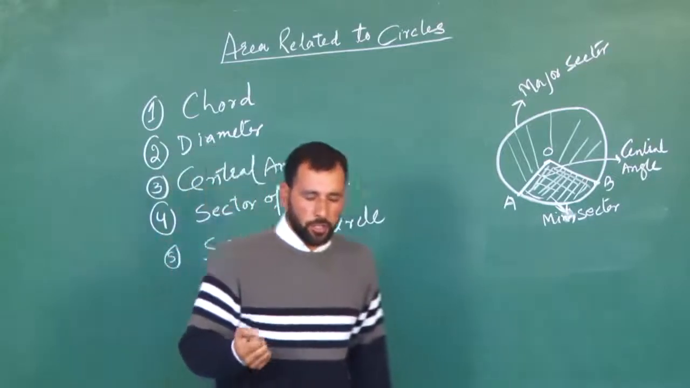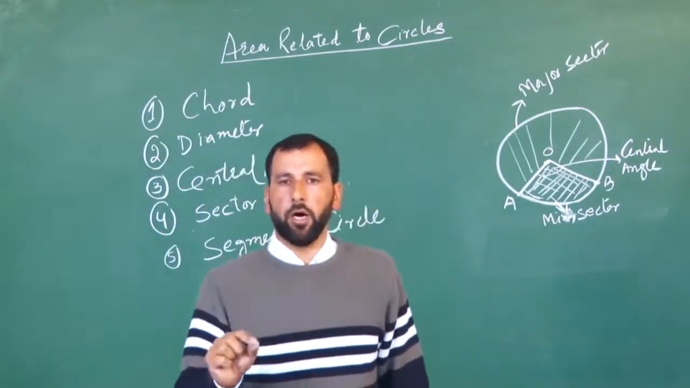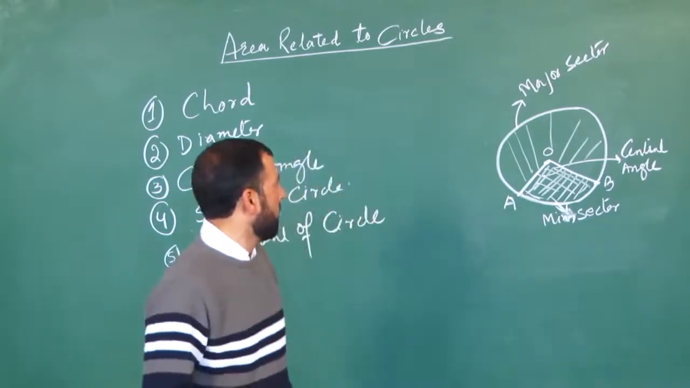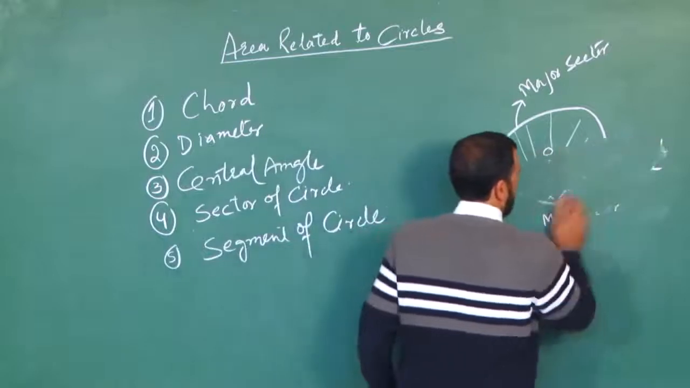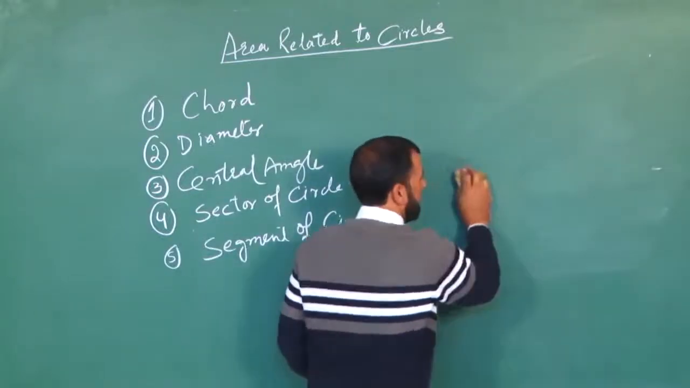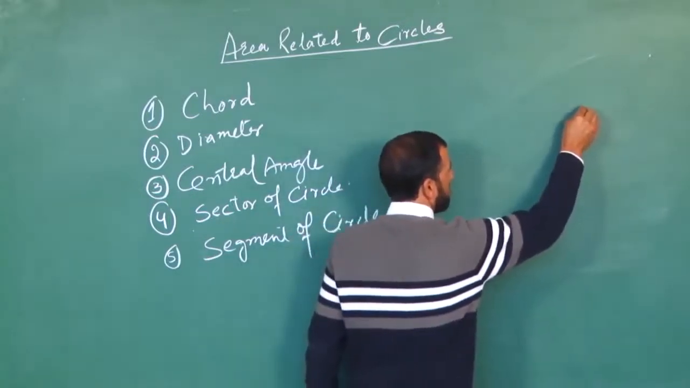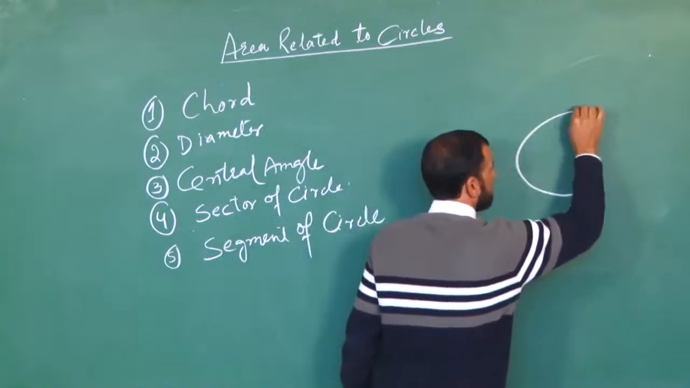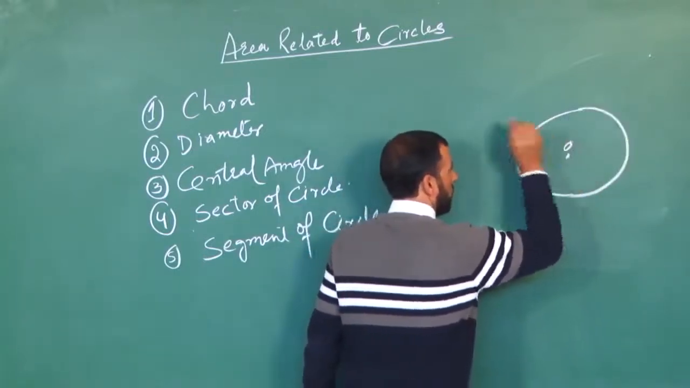Segment of a circle is the region between a chord and the corresponding arc of a circle. Let us draw another circle of radius R with center O. Here we draw a circle like this. Take the center as O.